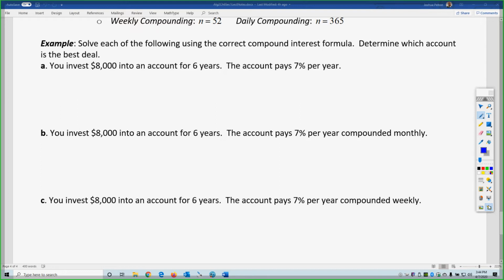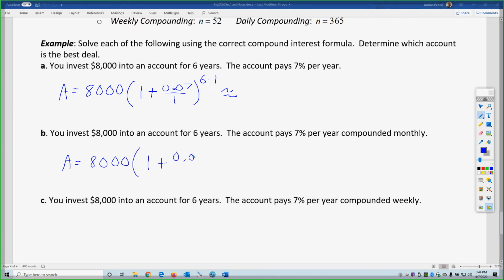So this is A equals 8,000 is the principal amount, the original amount on the loan, times 1 plus 0.07 divided by 1 compound, to the power of 6 years times 1 compound. The second one is 8,000 times 1 plus the 7% over compounded monthly, which is 12. So that's 6 years times 12 compounds, which should be 72 compounds overall. If you think about it, there's 6 years and 12 per year.